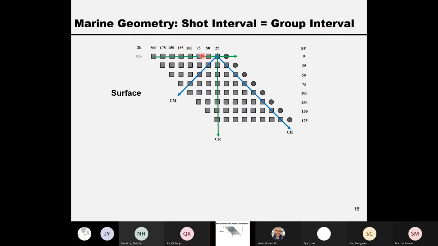Group interval. Do you know why we call it group? Because in the field, a single seismic trace is not recorded by a single hydrophone. It's recorded by a group of hydrophones. We use this combination to cancel horizontal components and suppress the noise. Each trace is recorded by a group of hydrophones, okay? That's called a group interval. So that's the geometry.